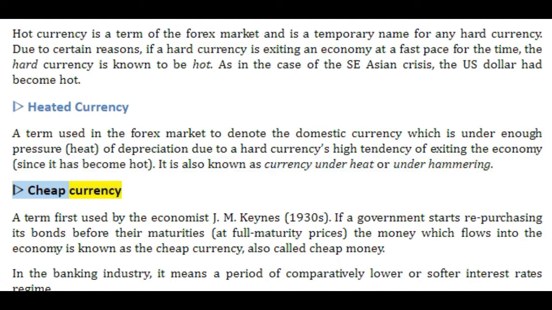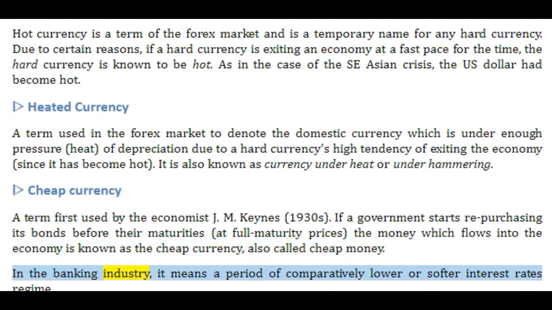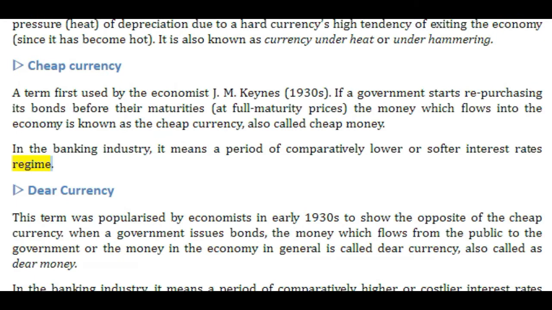Cheap currency. A term first used by the economist J. M. Keynes in the 1930s. If a government starts repurchasing its bonds before their maturities, at full maturity prices, the money which flows into the economy is known as the cheap currency, also called cheap money. In the banking industry, it means a period of comparatively lower or softer interest rates regime.